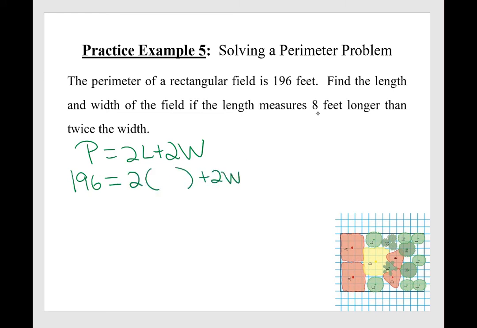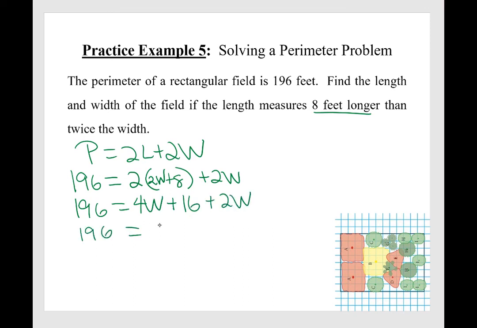And the length is 8 feet longer, so I'm adding 8 to twice the width, so 2w. So there's the equation I'm looking for. Hopefully your equation and my equation match up, because this is the equation I need to solve. So first thing I'm going to do is distribute to get rid of those parentheses, and then I'm going to combine my like terms.